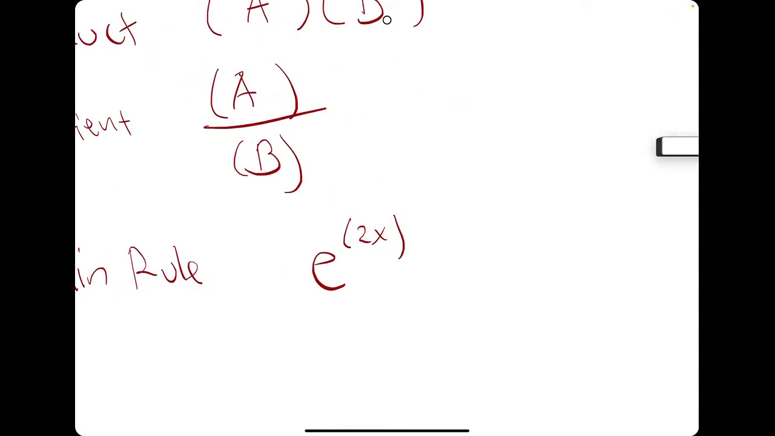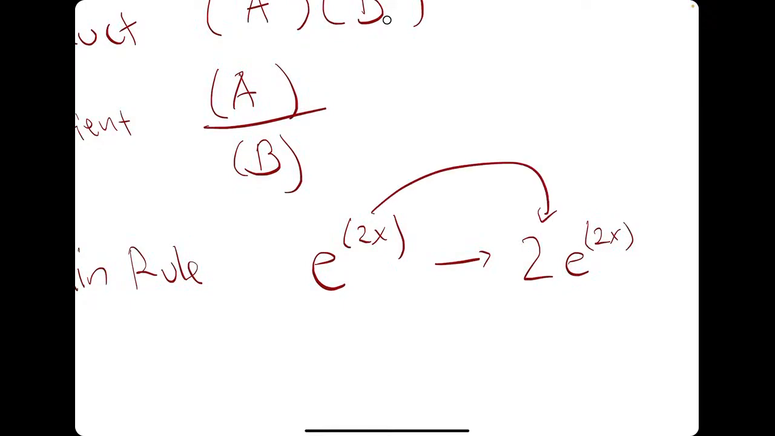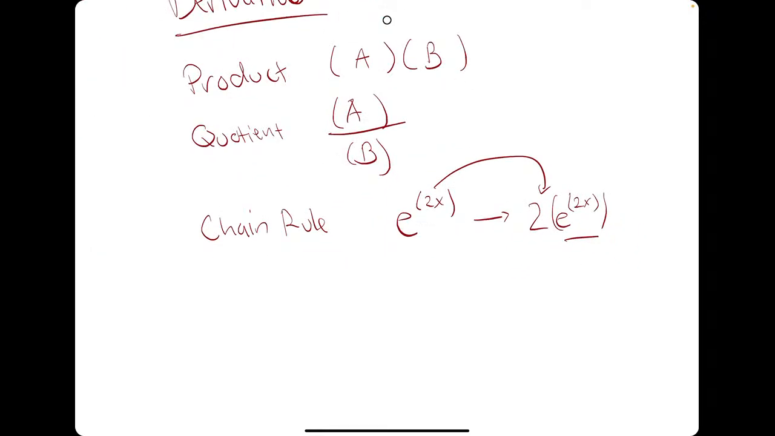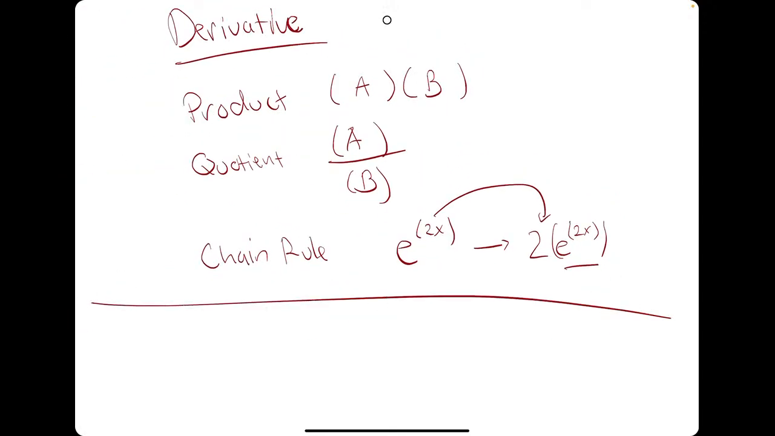So e to the 2x, for example, would have a derivative of just e to the 2x times 2. So 2 from the derivative of 2x, and then e to the something always has the derivative of e to the something. So it stays the same. So like basic chain rule, I would suggest knowing. So derivative-wise, kind of those basics.